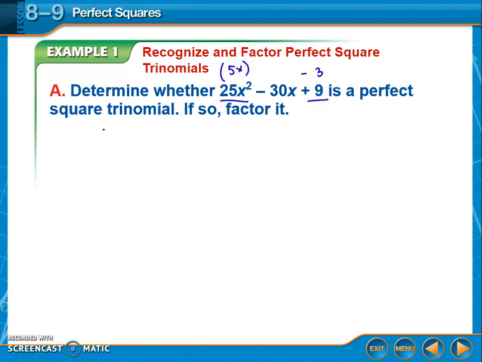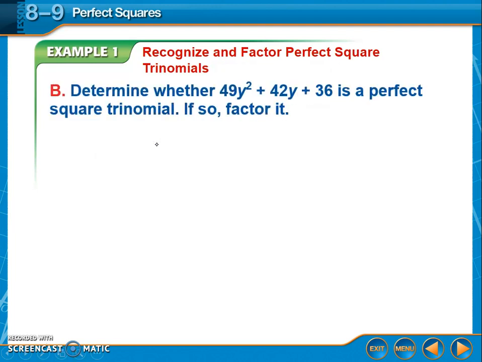So this is the same thing as (5x minus 3) squared, right? Because if this was a and this was b, a times b times 2 would give you the center, which works. Because this one's minus, this is minus here. So that is that thing factored.